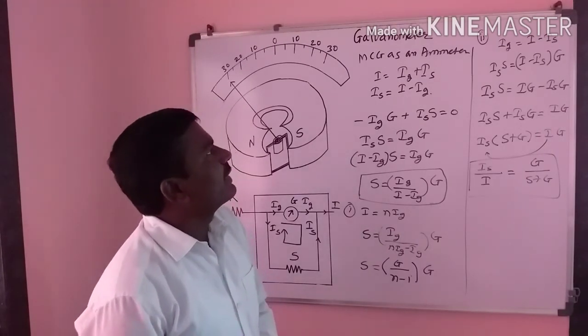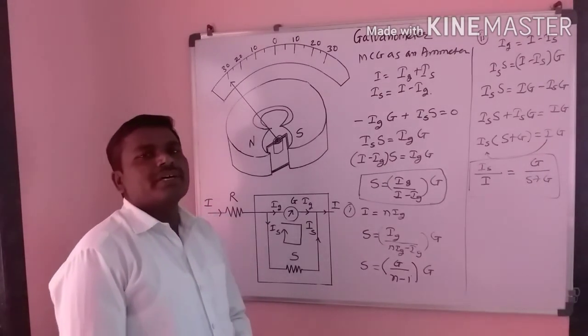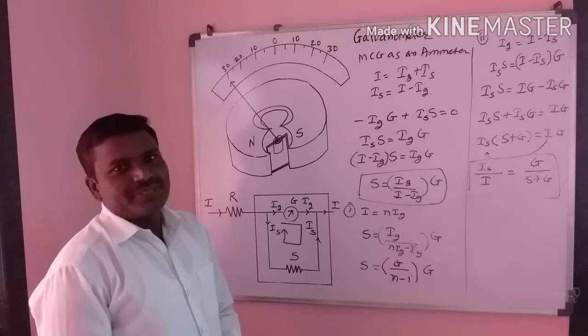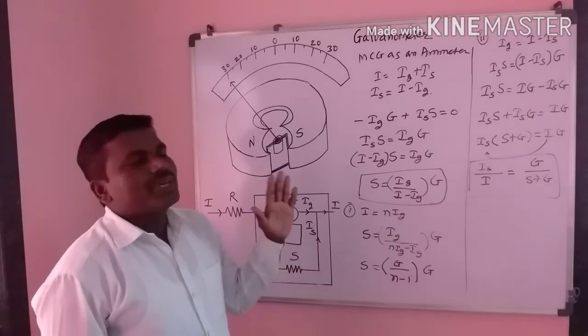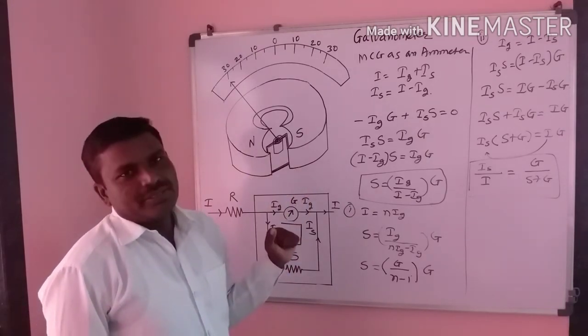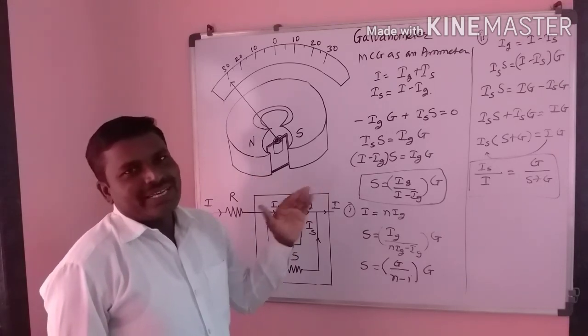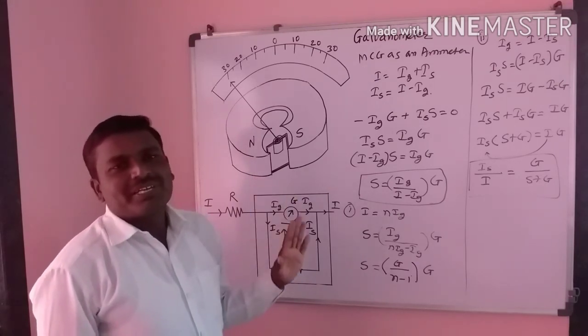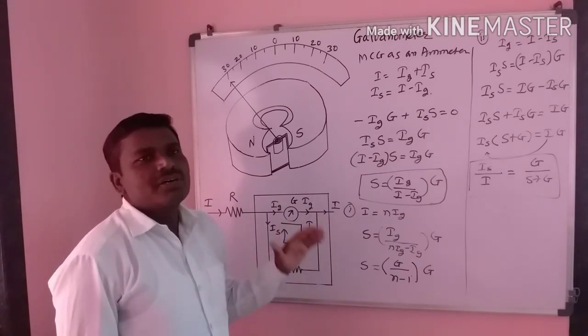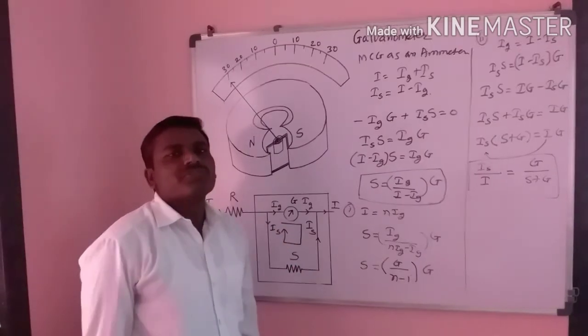And here we learned how the galvanometer is used as an ammeter. Always remember that when we use the galvanometer as an ammeter, it is connected in series with the resistance where we want to measure the electric current.